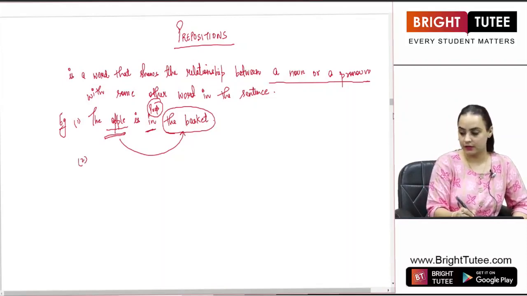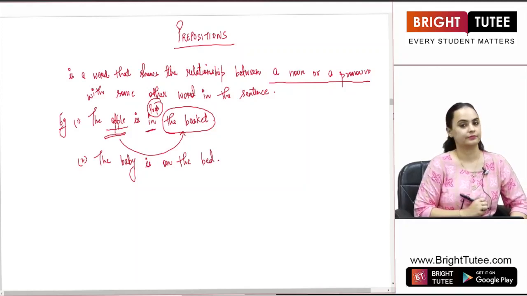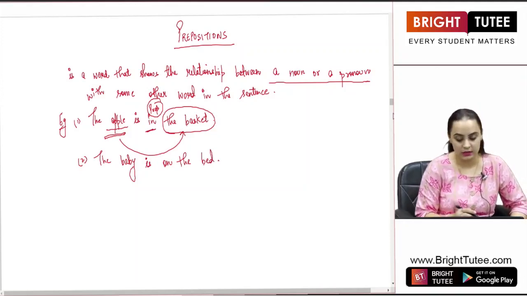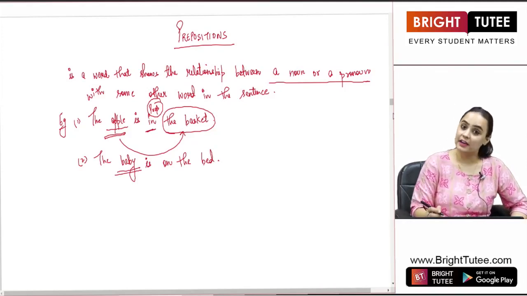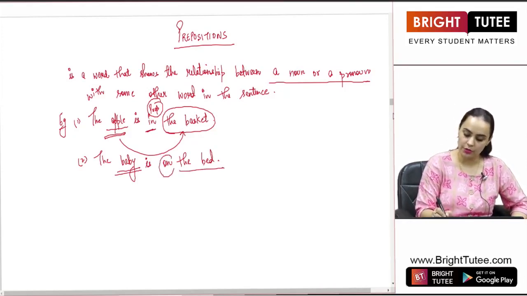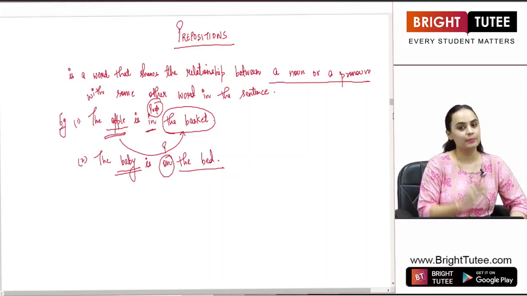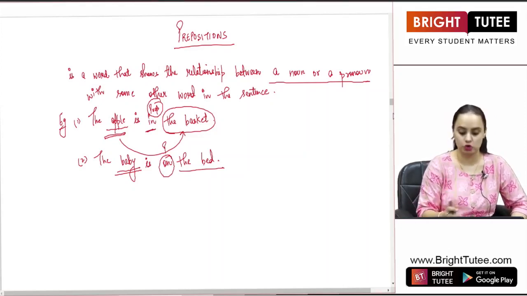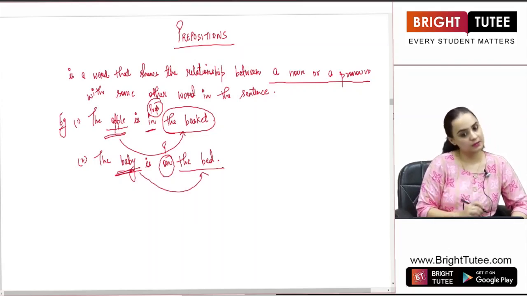Let me give you another example. The baby is on the bed. Now, what is my noun in this sentence? Who am I talking about? The baby. Where is the baby? On the bed. So, my preposition is on. And this word on is telling us the relationship between the noun baby and the word the bed.